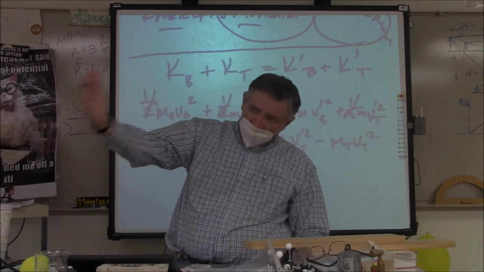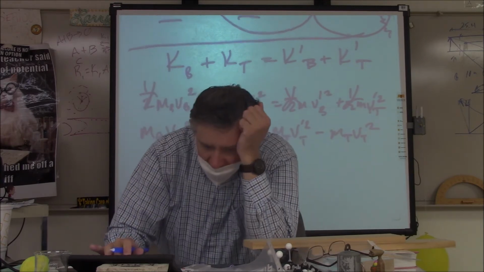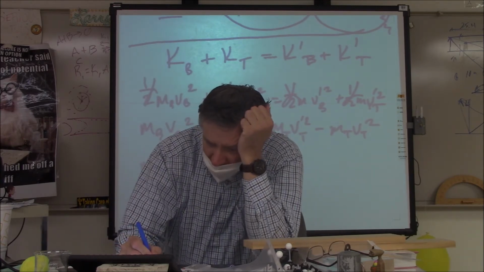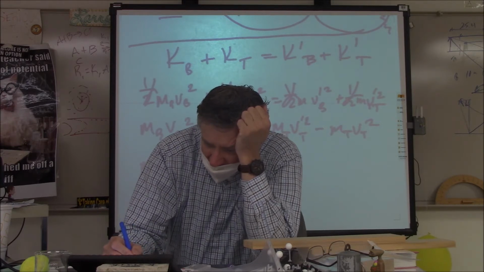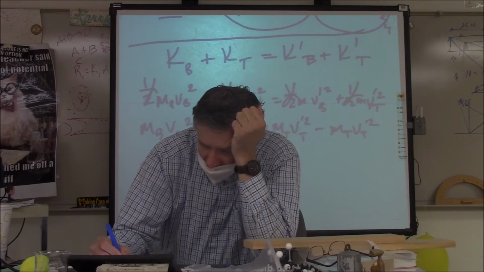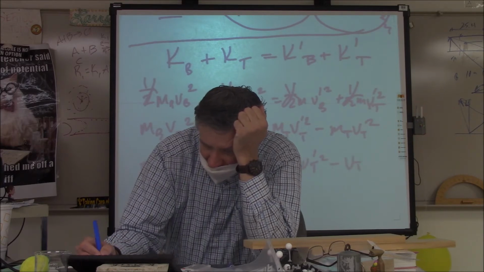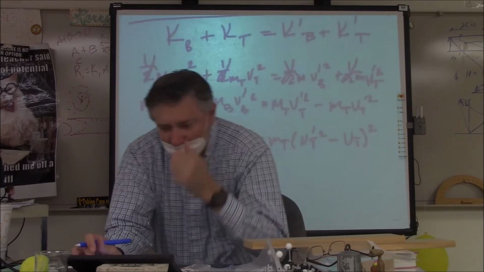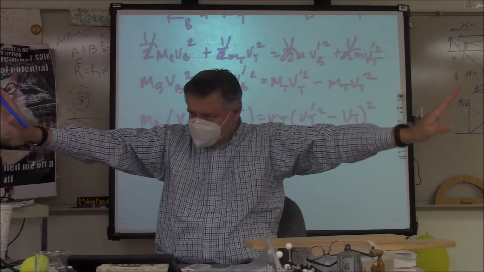Now, I want to factor out a mass to make this a little bit cleaner. So this is going to be the mass of the bullet times the quantity velocity of the bullet squared minus the new velocity of the bullet squared. It's equal to the mass of the target times the quantity new velocity of the target squared minus the original velocity of the target squared. Cool with this? I just did a little bit of algebra, a little bit of rearranging.